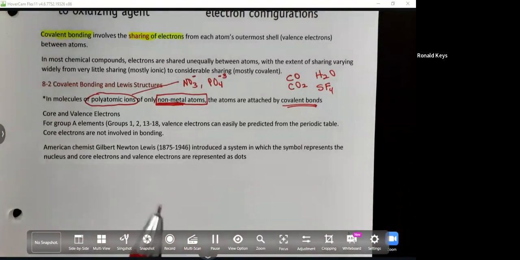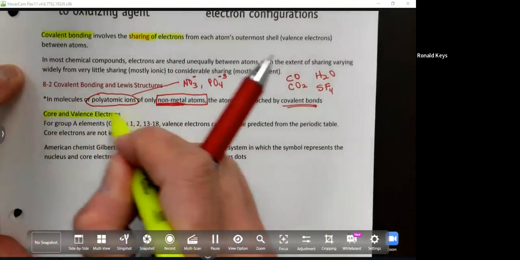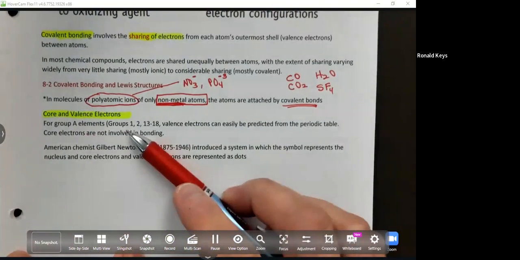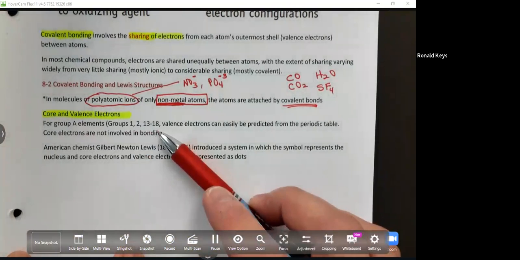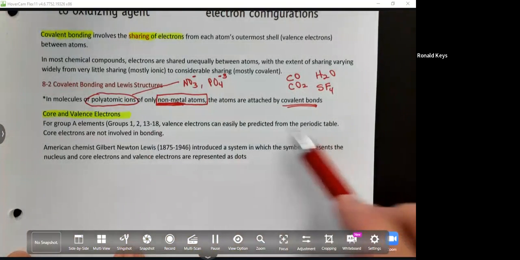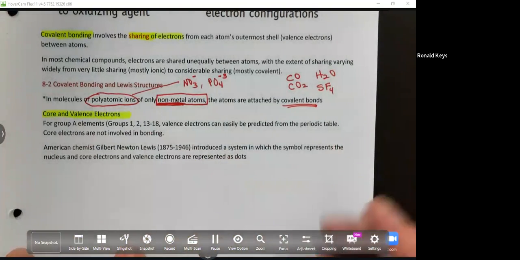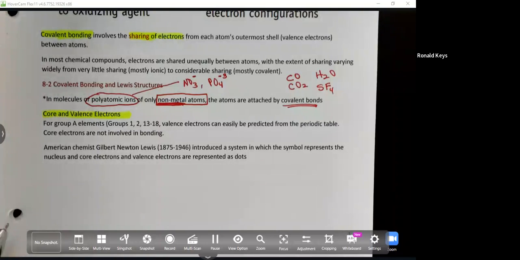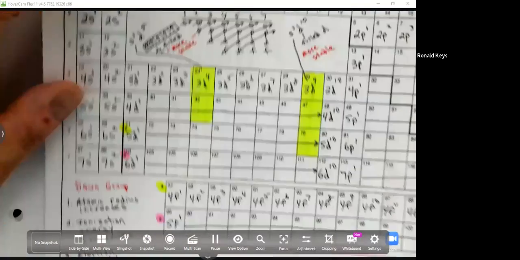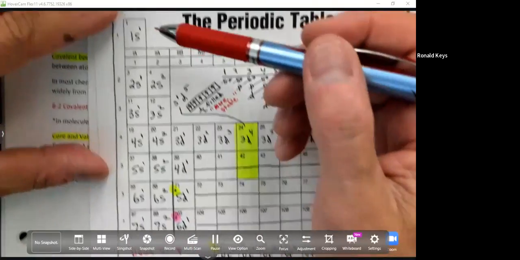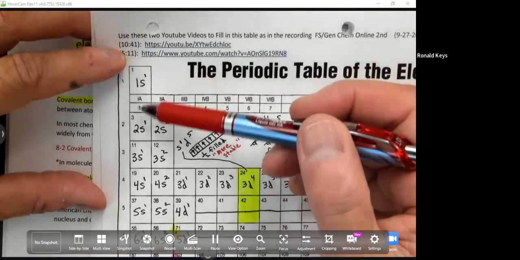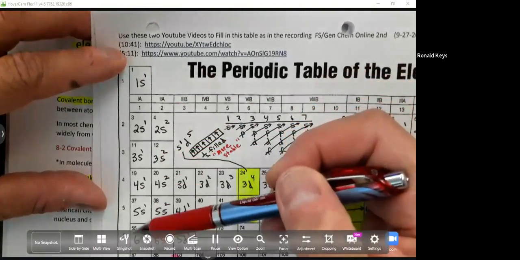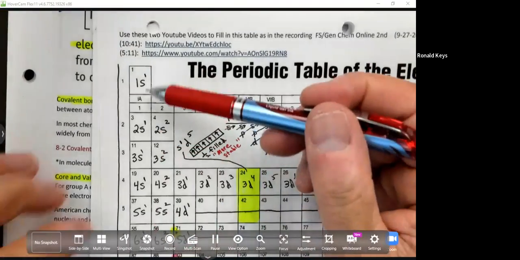All right, 4 in valence electrons. For group A elements, groups 1, 2, 13 through 18, valence electrons can easily be predicted from the periodic table. Core electrons are not involved in bonding. So if we go to our previous blank periodic table, go to this blank periodic table. How many valence electrons for everything in group 1? 1, correct? 1 valence electron.